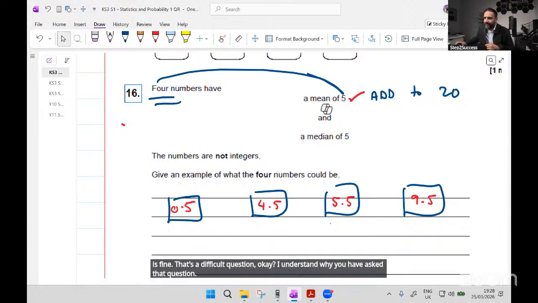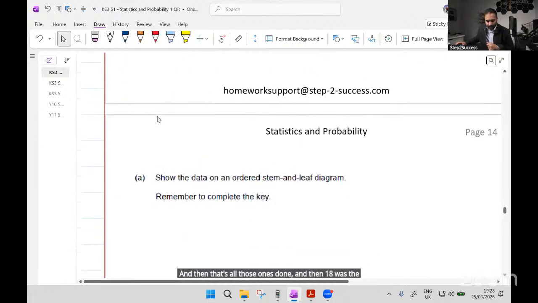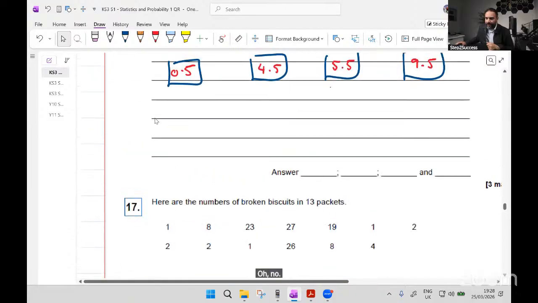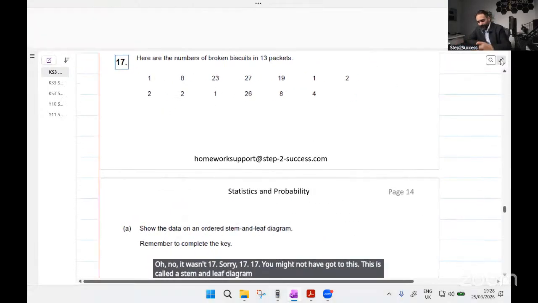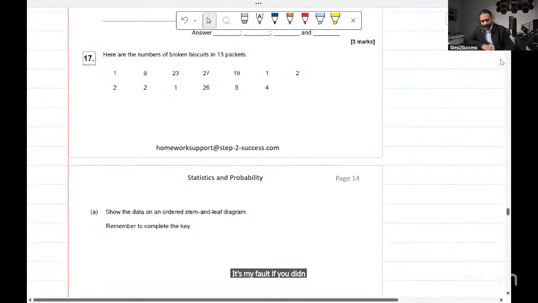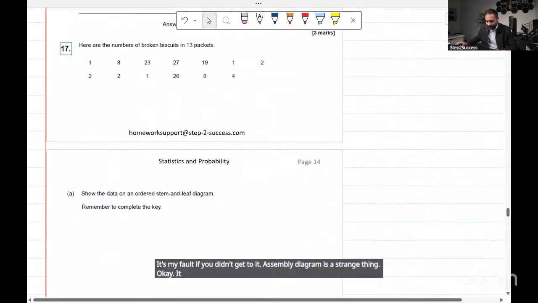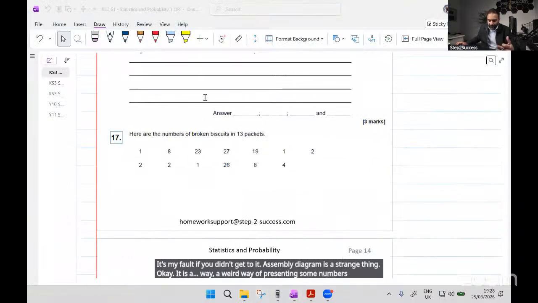And then that's all those ones done. And then 18 was the only other one before I move on. Oh, no, it wasn't. 17, sorry, 17. You might not have got to this. This is called a stem and leaf diagram. It's my fault if you didn't get to it. A stem and leaf diagram is a strange thing. It is a weird way of presenting some numbers. I'll just tell you how you do it.